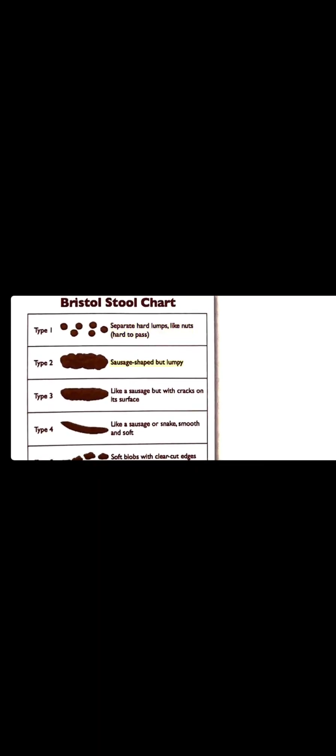Type 1, Type 2, Type 3, Type 4, Type 5, Type 6, Type 7. Separate hard lumps, like nuts, hard to pass. Sausage-shaped but lumpy. Like a sausage but with cracks on its surface. Like a sausage or snake, smooth and soft. Soft blobs with clear-cut edges, passed easily. Fluffy pieces with ragged edges, a mushy stool. Watery, no solid pieces.